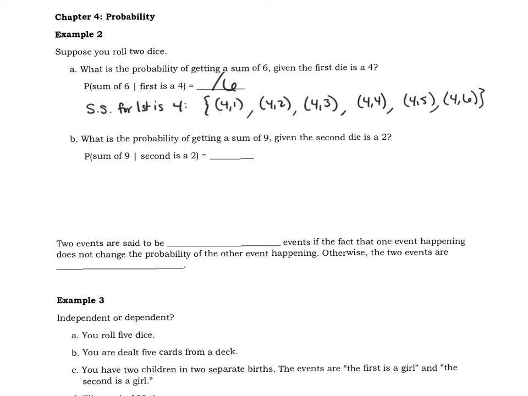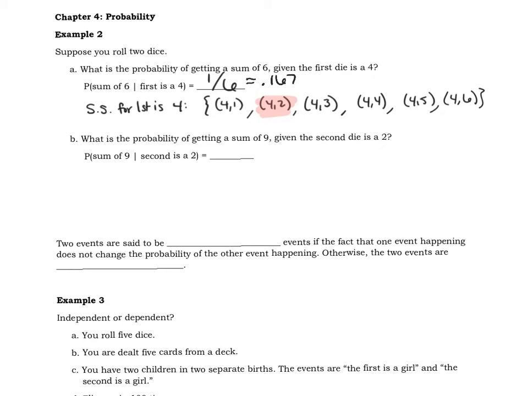So knowing the first is a 4, we have 6 possible outcomes, and of those, there's only one where the sum is a 6. It is that one right there. And so the probability that the sum is 6, given that the first is a 4, is 1 out of 6, or about 0.167.